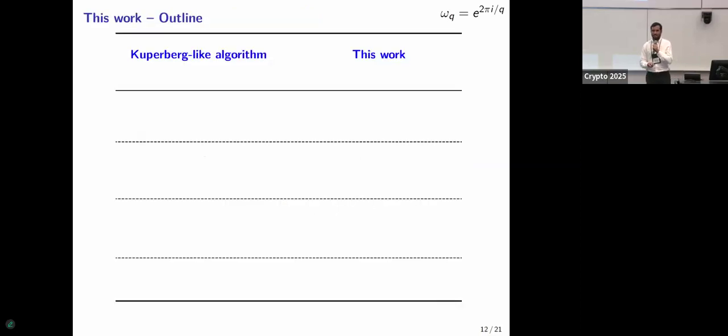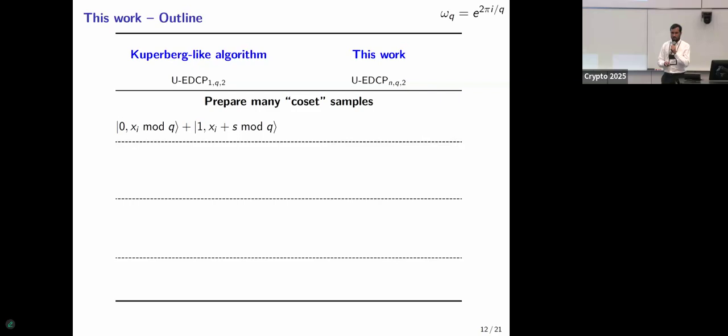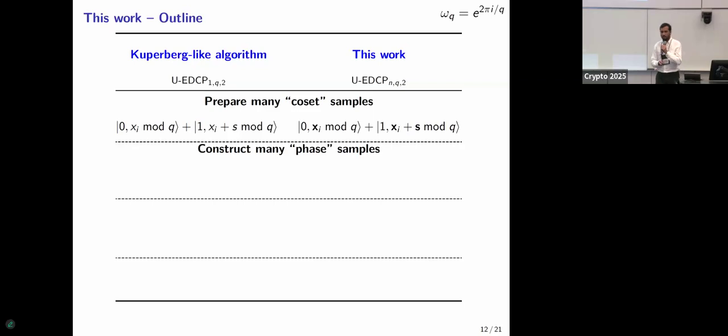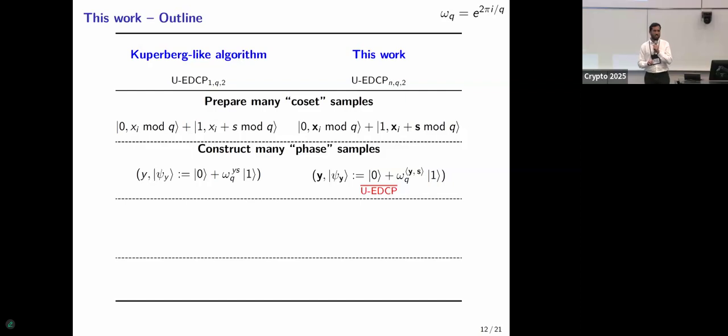Let's look at Kuperberg's algorithm and our algorithm simultaneously. We have UEDCP; in Kuperberg's case, n is equal to 1, and in our case, we have a vector form. Suppose we are given these initial quantum states. The first thing we do is apply the quantum Fourier transformation on the second register and measure it, and we get samples like this: y and a quantum state. In our case, y is in vector form, and I will call this sample a UEDCP bar sample.